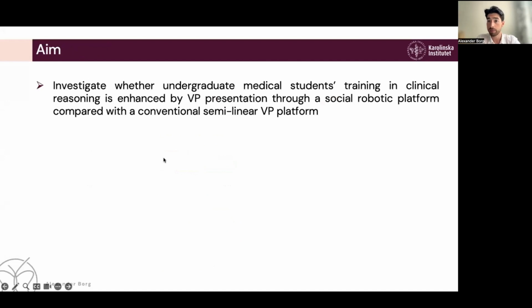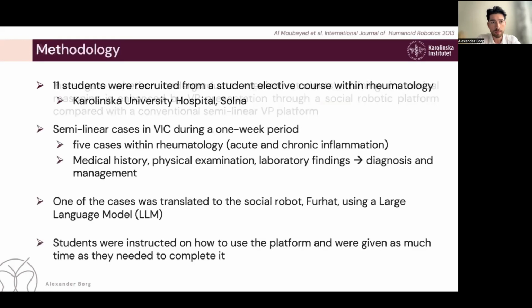So we conducted a pilot study where we wanted to explore if undergraduate medical students' training in clinical reasoning was enhanced by virtual patient presentation through a social robotic platform as compared with a conventional semi-linear VP platform. 11 students were recruited from a student elective course within rheumatology at the Karolinska University Hospital in Solna. Within the course, they already had to perform 5 virtual patient cases in the semi-linear virtual patient platform, VIC.